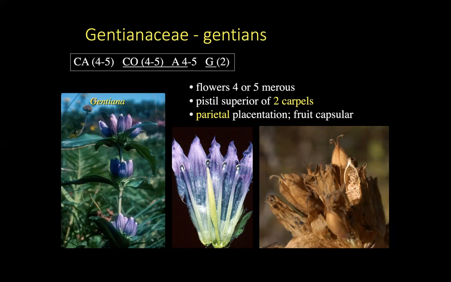The pistil is superior and it's made of 2 carpels. And there is what's called parietal placentation as opposed to septicidal. The septum is what divides the carpels, and a septicidal capsule opens along the septum. Parietal placentation, like we see here, opens 90 degrees to the septum. So it's a capsular fruit, dry, and it opens at maturity. And you can see here the seeds inside of it.